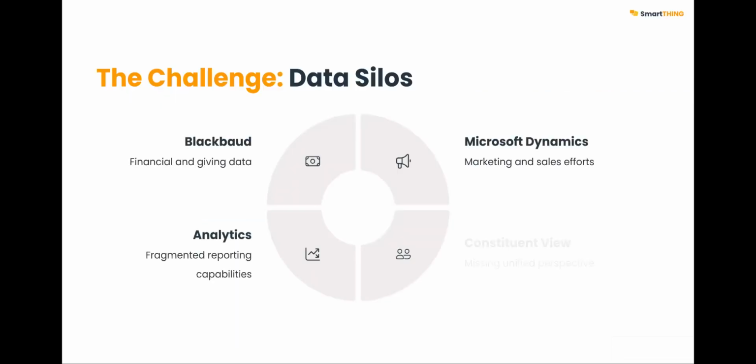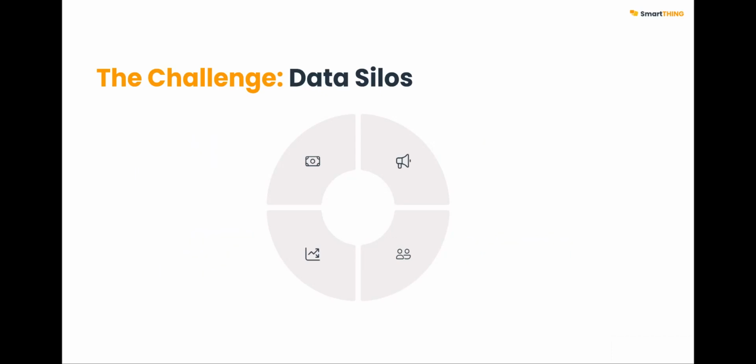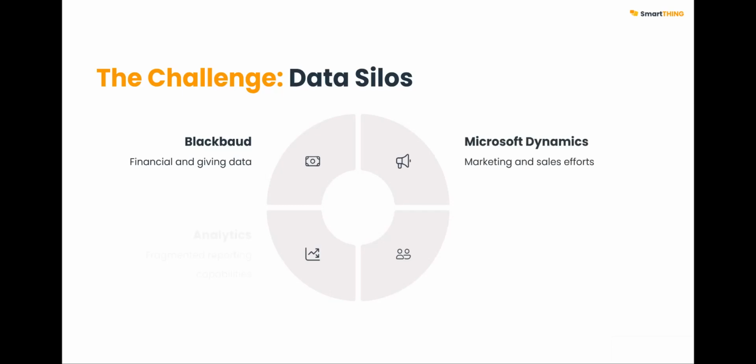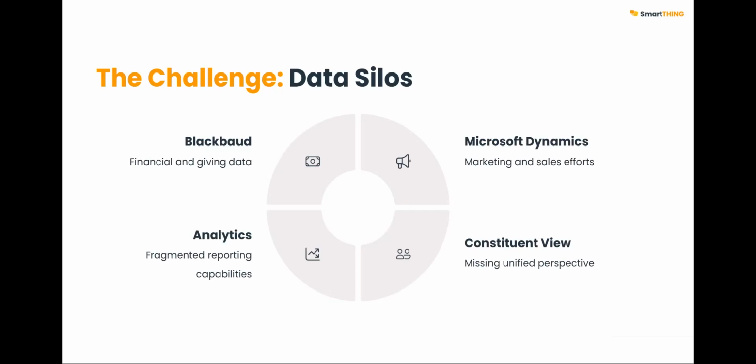So in terms of the challenge, data silos. Let's dive into some of the common challenges when considering your organization's CRMs. Two frequent questions we hear: we use two CRMs, but what if they don't communicate? And can't we just have one system for everything? We'll explore these questions. Let's first consider the situation where two CRMs, specifically Blackbaud and Microsoft Dynamics, aren't integrated. Blackbaud is often used to store your financial data related to donations, prospect information, and other fundraising data. Microsoft Dynamics, particularly in larger organizations, might be dedicated to marketing and sales efforts.